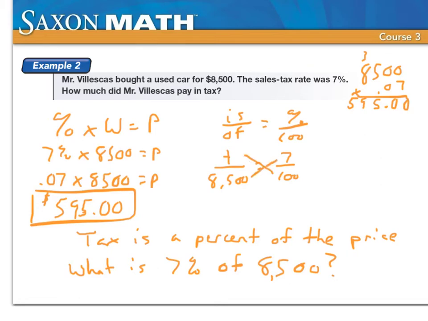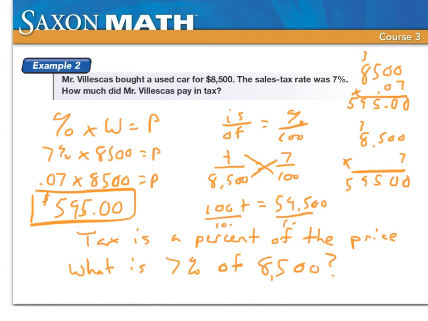And again, I can use cross products here and get 100 times T equals 8,500 times 7. Well, 8,500 times 7 is 0, 0, 35. Carry the 3 and we get 59, so that's 59,500. And then I would solve this by using the equation and divide by 100 on both sides, which would still get me $595.